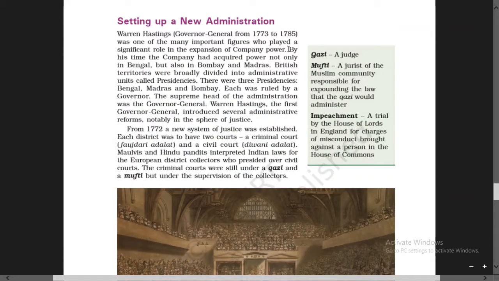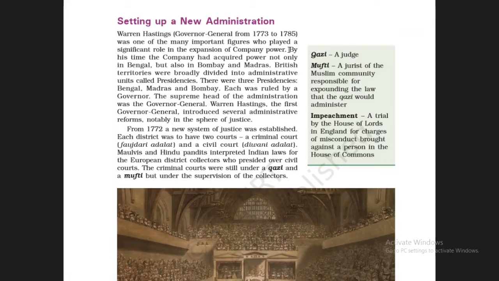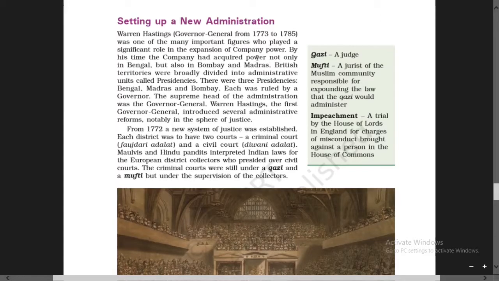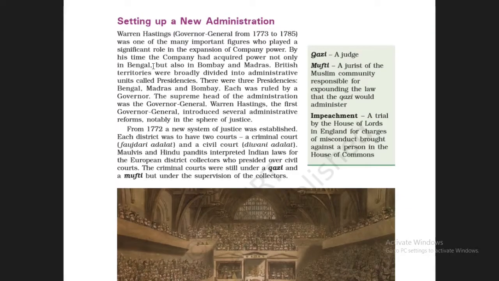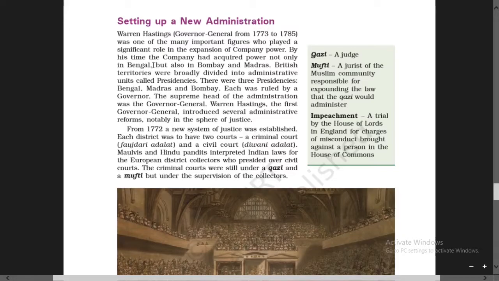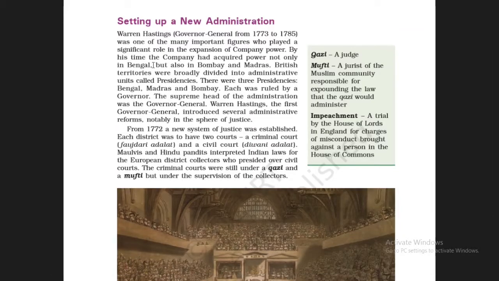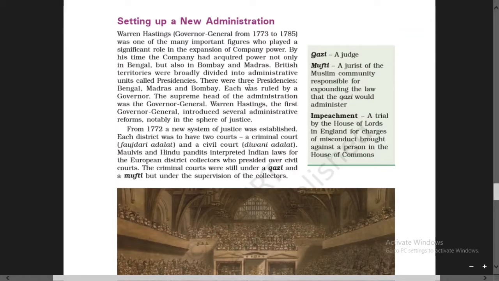So, Warren Hastings was the Governor General from 1773 to 1785, one of the many important figures who played a significant, meaningful role in the expansion of the company's power. By his time, the company had acquired, that means obtained, power not only in Bengal but also in Bombay and Madras. Presently, Bombay is called Mumbai and Madras is called Chennai. In those days, they were known as Bombay and Madras.